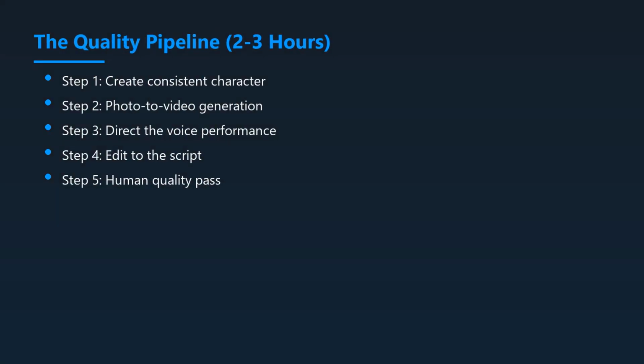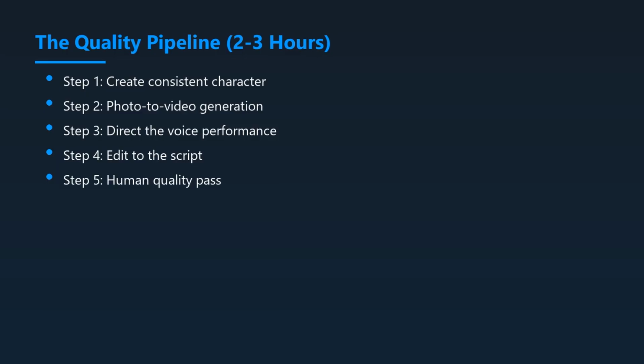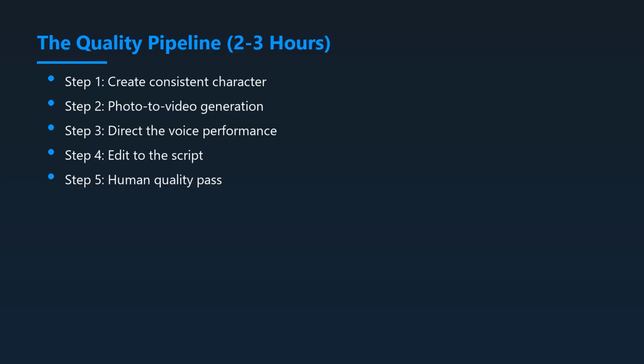Now let's talk about how to actually do this well. The quality pipeline has 5 steps, and the big difference is that you're building a consistent visual identity first, before you generate a single second of video. Step 1 is character creation. Instead of grabbing random stock footage, you create a consistent character using a tool like Midjourney, DALL-E 3, or Adobe Firefly. You design a specific person, their look, their style, their setting. You generate multiple reference images of this same character in different poses and expressions. Now you have your brand person. Not a stock model who's been in 50 other ads.